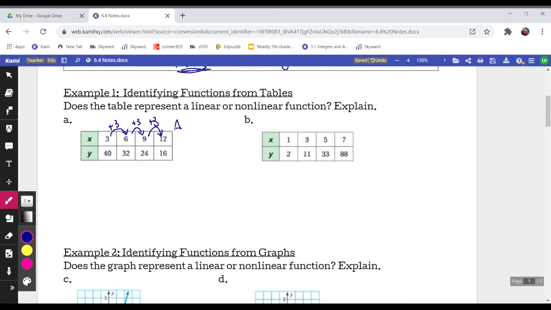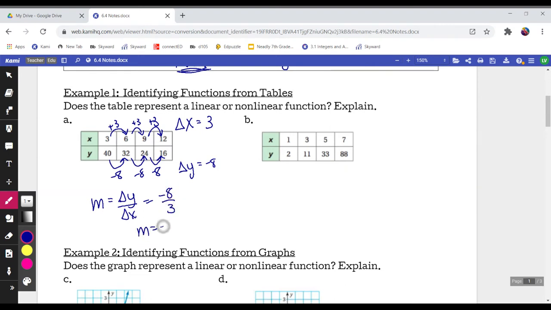So this means that this is the change in x values. Then I go from 40 to 32, so that's subtracting 8, 32 to 24, subtracting 8, 24 to 16, subtracting 8. So that's your change in y values. So change in y is -8, change in x is 3. So that means you can have a slope of change in y divided by change in x, which is -8 divided by 3. So your slope is -8/3. In order for this to be linear, it has to have a constant rate of change, which it does, with a slope of -8/3.